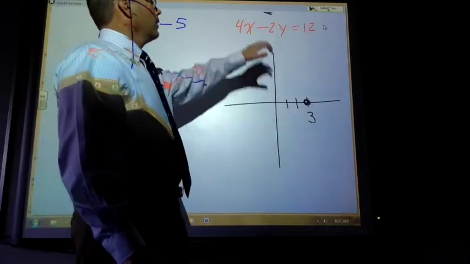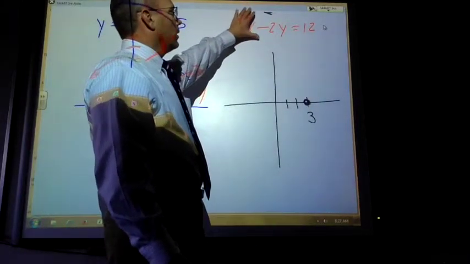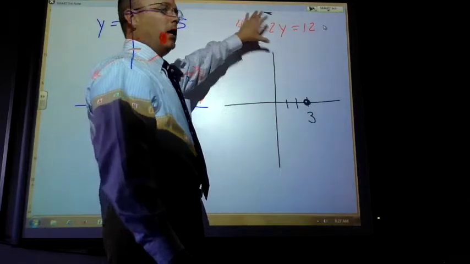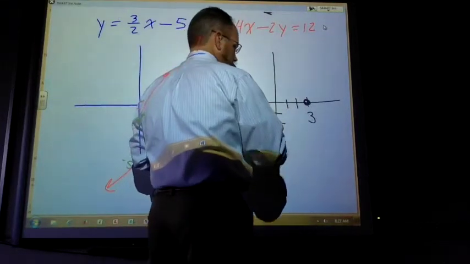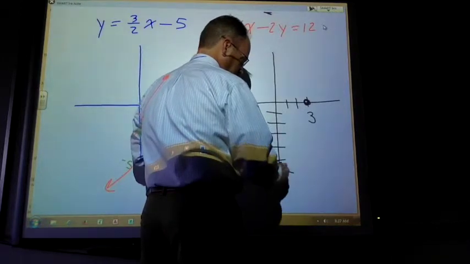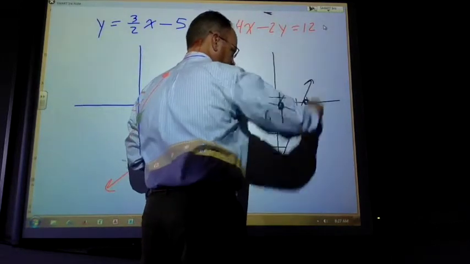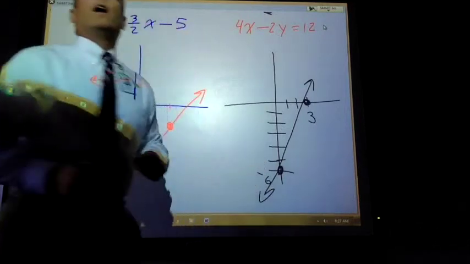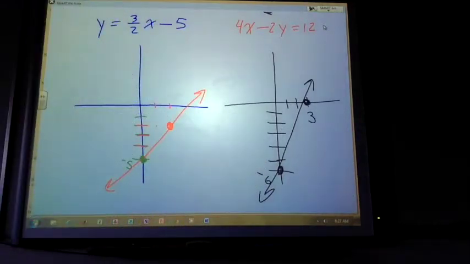All right? Negative 6. Where does it cross the x-axis? It needs to be as a point. 3 comma 0. Where does it cross the y-axis? I need it as a point. 0 comma negative 6. Okay.